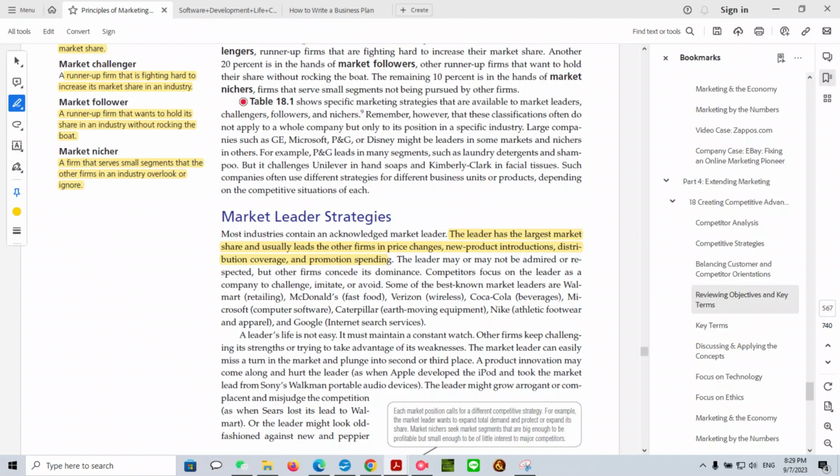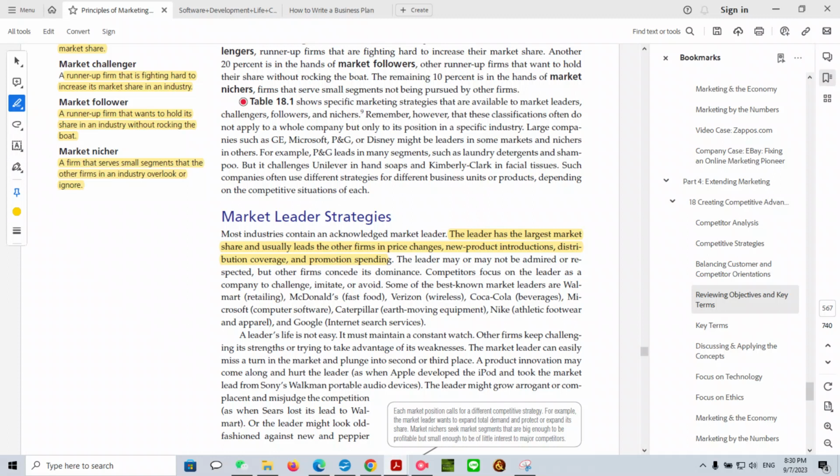Some of the best known leaders are Walmart for retailing, McDonald's for fast food, Verizon for wireless, Coca-Cola for beverages, Microsoft for computer software, Caterpillar for earth-moving equipment, Nike for athletic footwear and apparel, and Google for internet search services. Notice that they're not trying to get into each other's industries. They're not trying to compete with each other because they have different specialties, especially because they're in different industries.